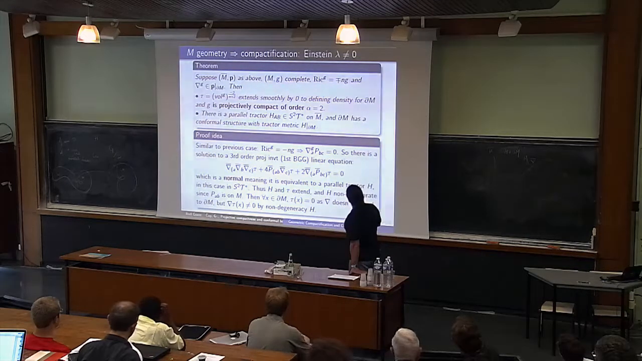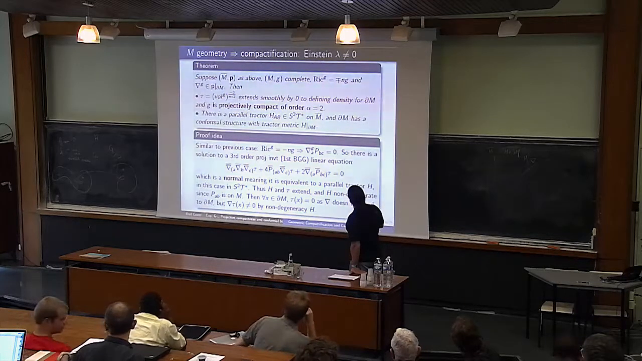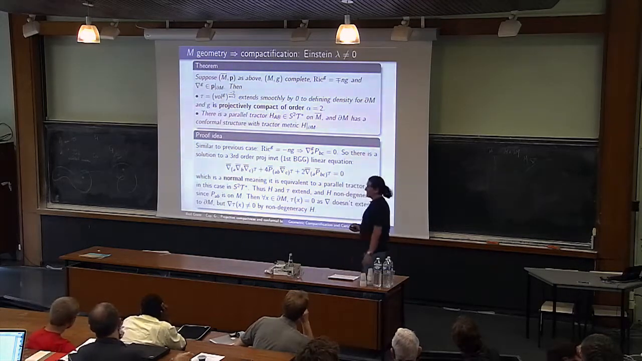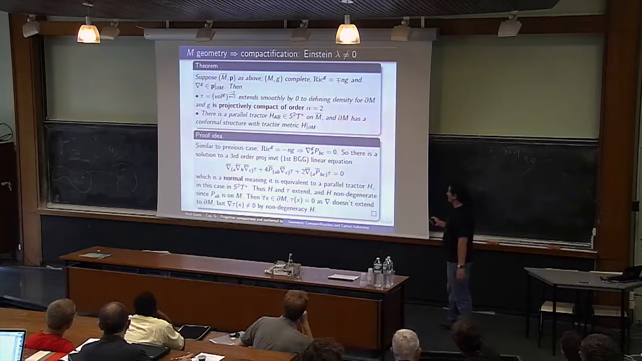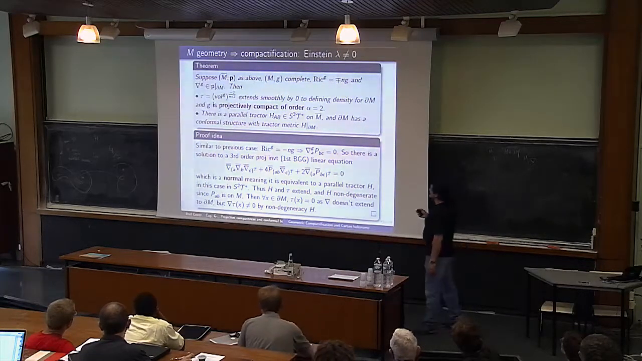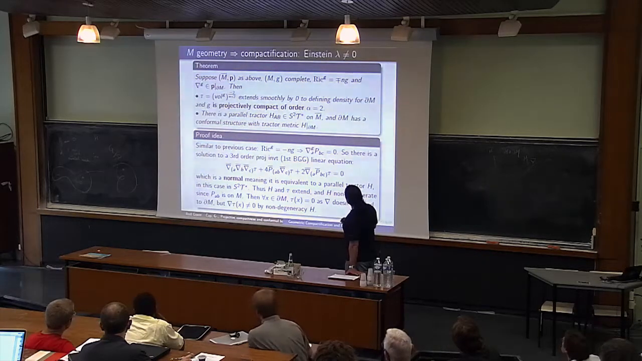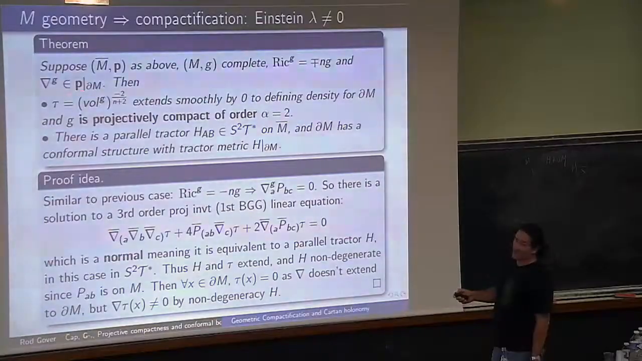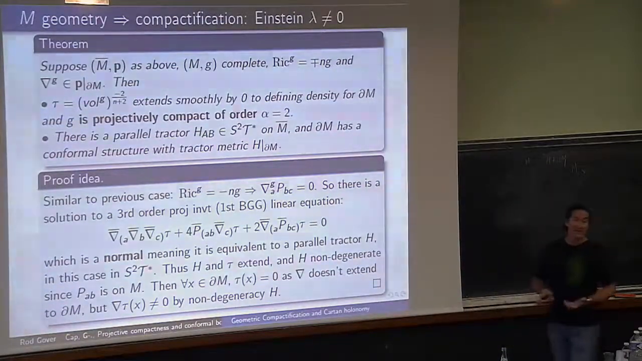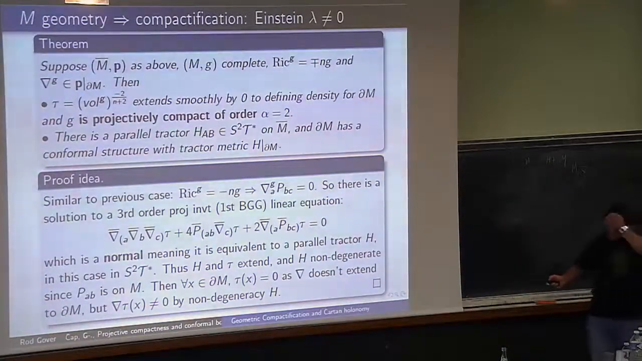What about metrics that are Einstein on the inside? So let's have the Ricci curvature being minus or plus n times the metric. It doesn't matter, just some constant times the metric with the constant not zero. Those are sort of standard normalizations, and the sign because of the signature and so on. Then what you can show, and what we want, is that the Levi-Civita connection now sits in a projective structure that extends to the boundary. Okay, so in the most minimal sense, the projective structure of the Levi-Civita connection extends to the boundary.